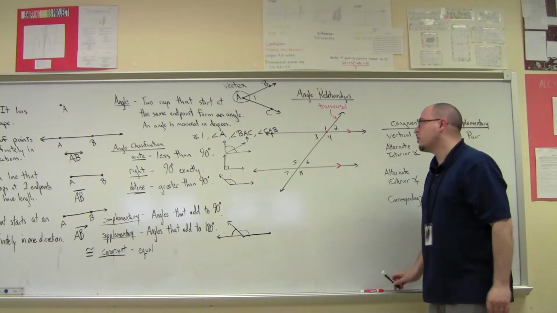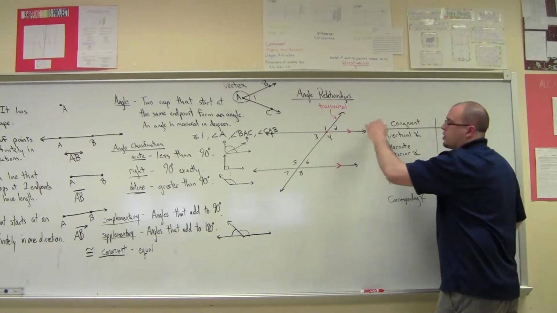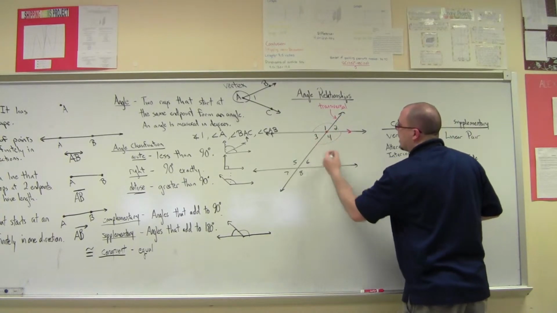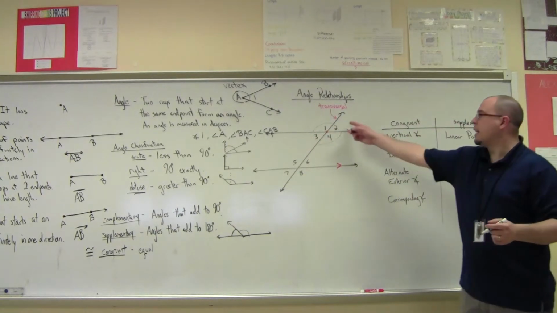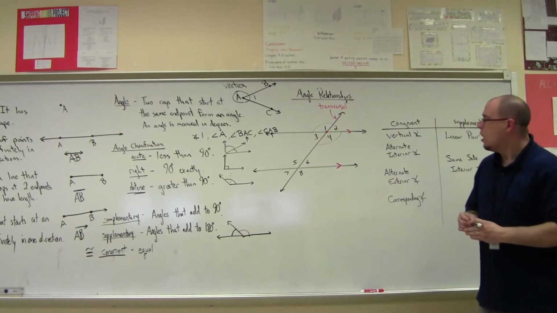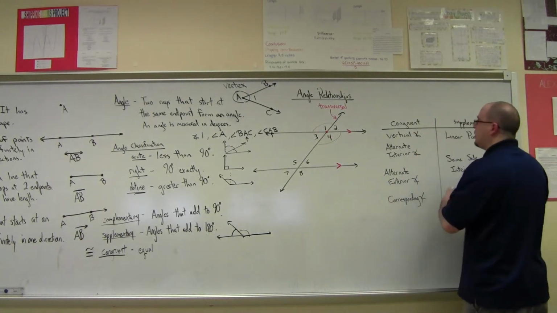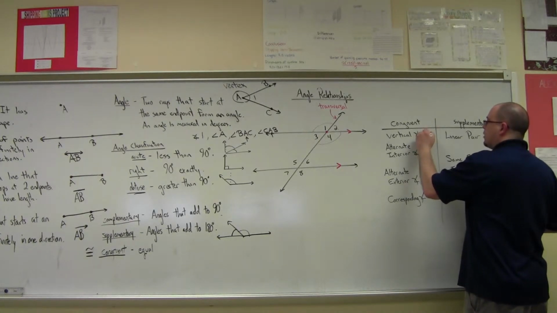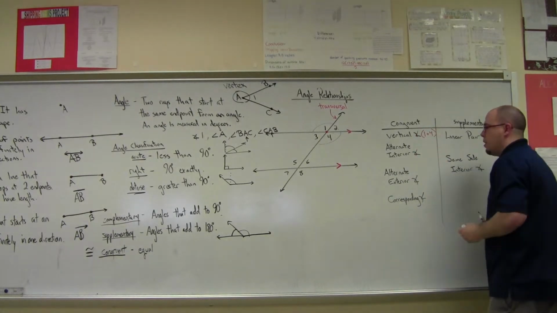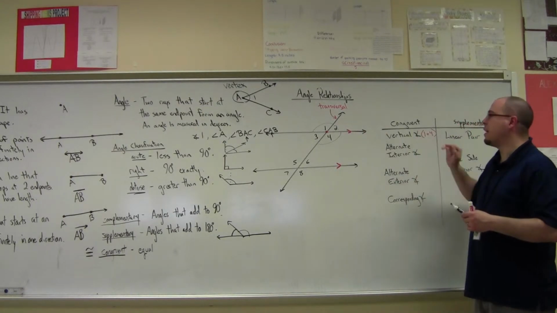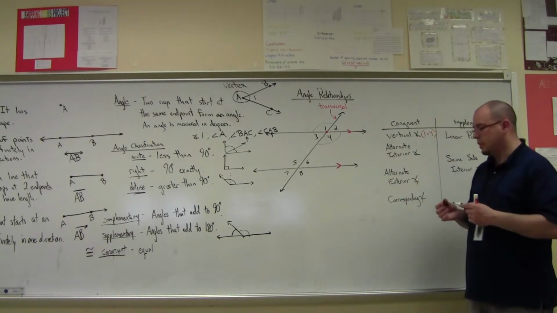So what vertical angles are, when we have two lines intersect, the two angles that are across from one another, like angle 1 and angle 4 over here, or like angle 2 and angle 3 over there, are going to be what's known as vertical angles. And I'm just going to put in parentheses over here 1 and 4, just so that you guys know that that's an example of the two angles that would be considered vertical angles.